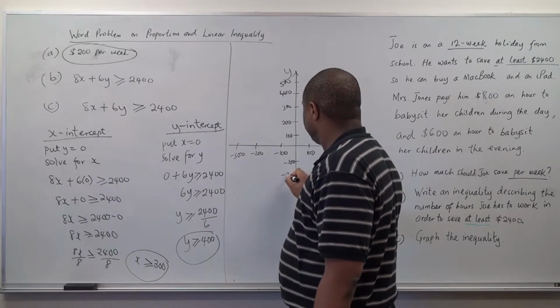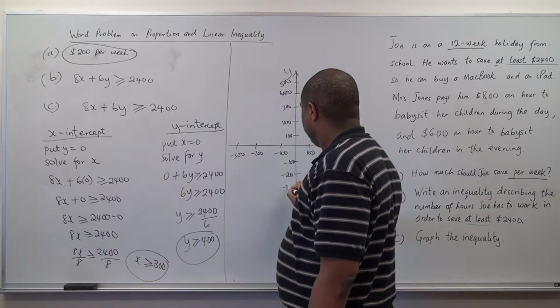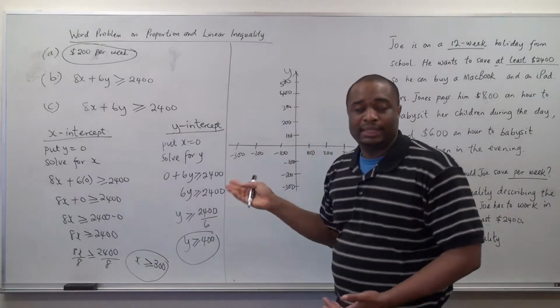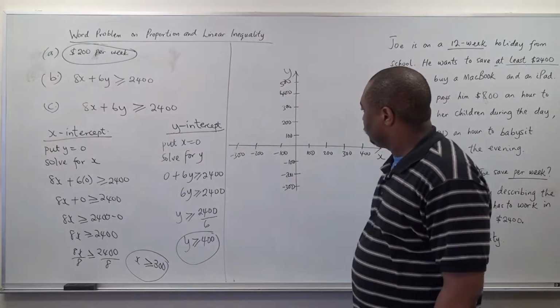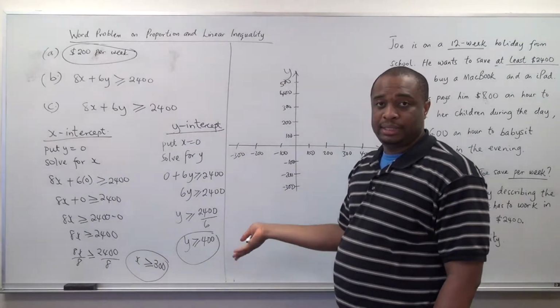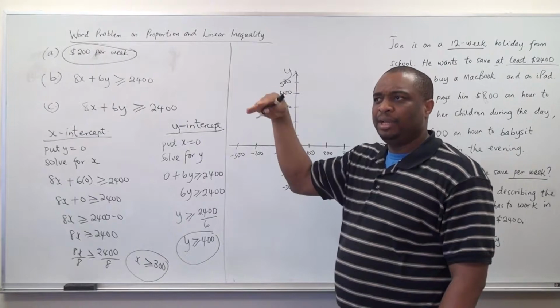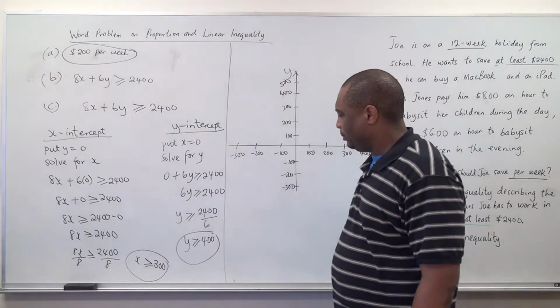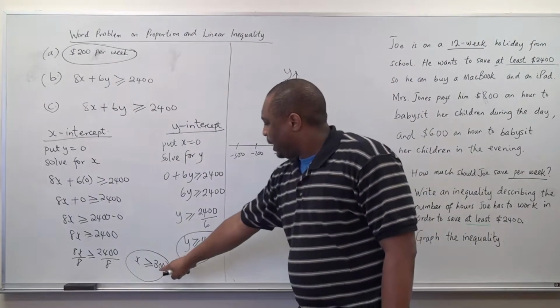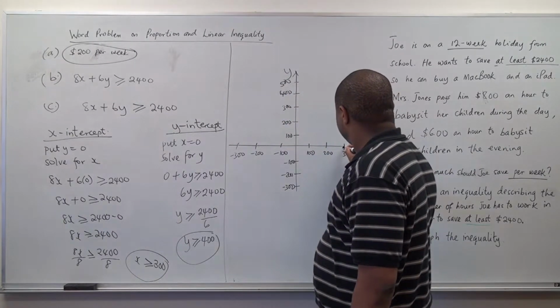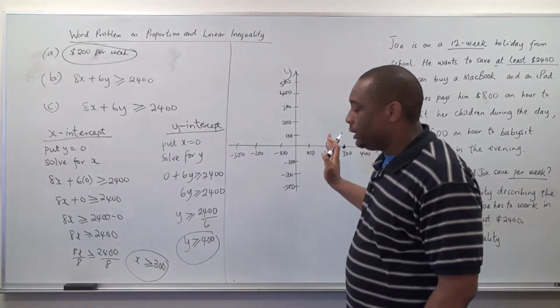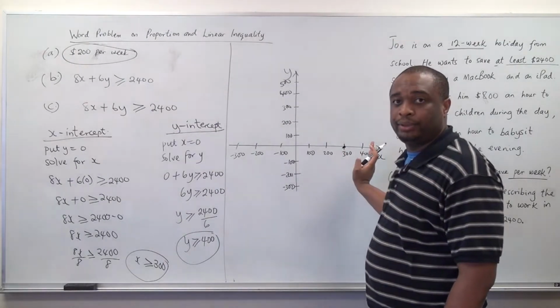Always use a suitable scale. You can also use 1 cm. I did not measure it, but this is a good scale you can use. If you want to use 50 units, that's okay: 50, 100, 150, you can do that. Alright, so the x-intercept is 300. So we have x greater than or equal to 300. That means it's to the right of 300.